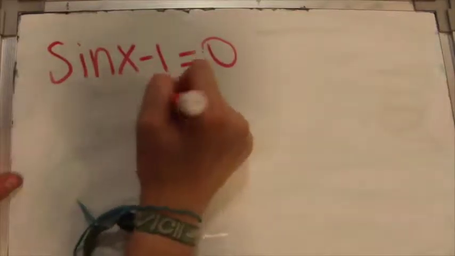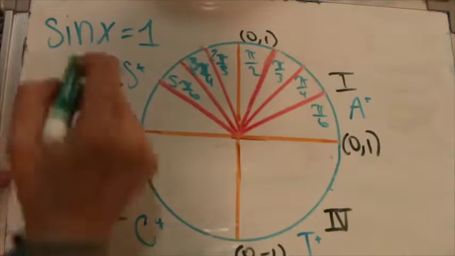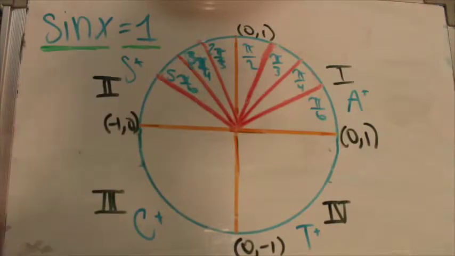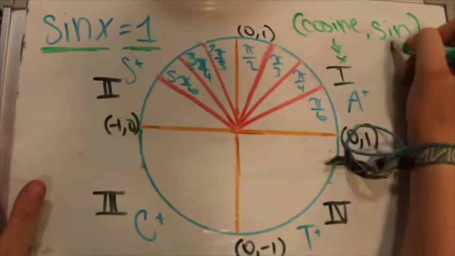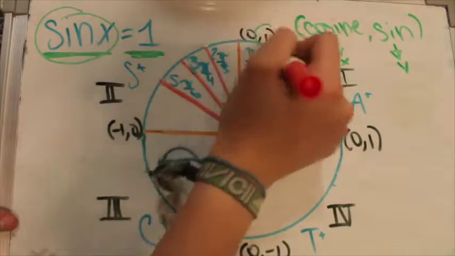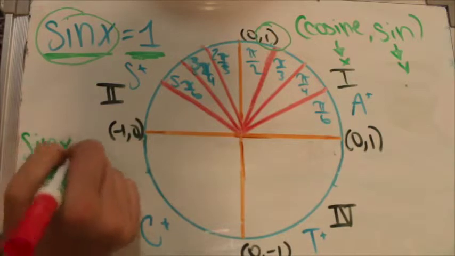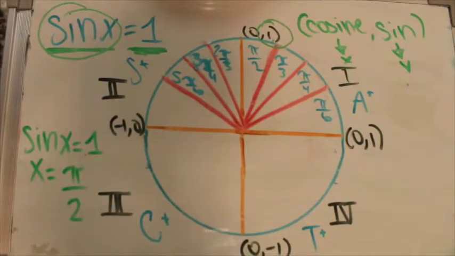So now we're going to take our second group from our factoring and set it equal to 0. So we get sine x is equal to 1. Since this is a special value, we're not going to use a triangle. We're going to remember our very important values on the unit circle. We can remember that cosine is the x value and sine is the y value. So then we're going to find where sine of x is equal to 1, and it's at pi over 2 because of this special point. Therefore, sine x is equal to 1 and x is equal to pi over 2.